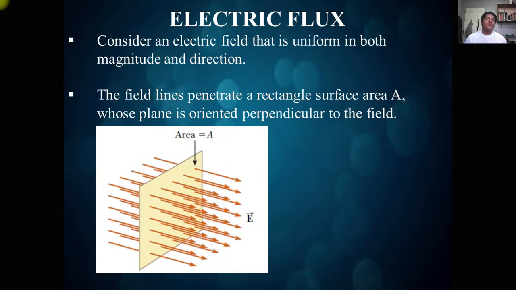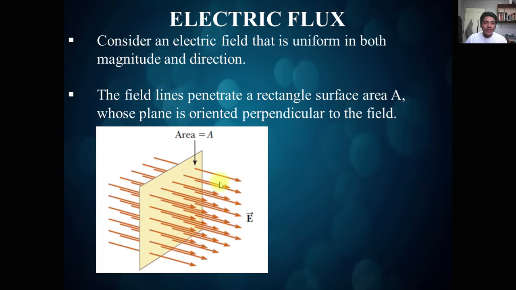So consider that there is a uniform electric field, represented by arrows here with the direction going to the right, and it is passing through a certain plane, which has an area of A. The electric field lines penetrate a rectangular surface of area A whose plane is oriented perpendicular to the field, meaning the electric field is perpendicular to the orientation of the plane.